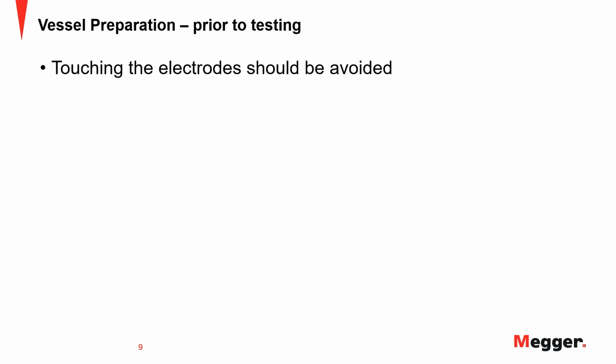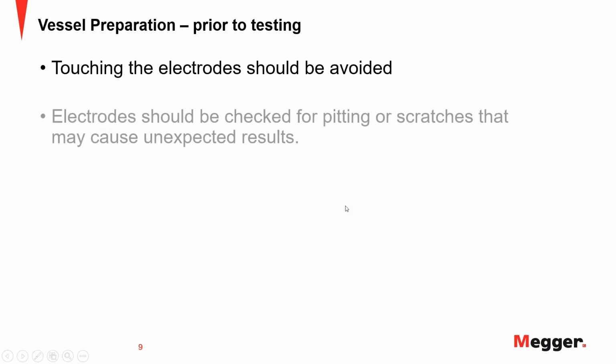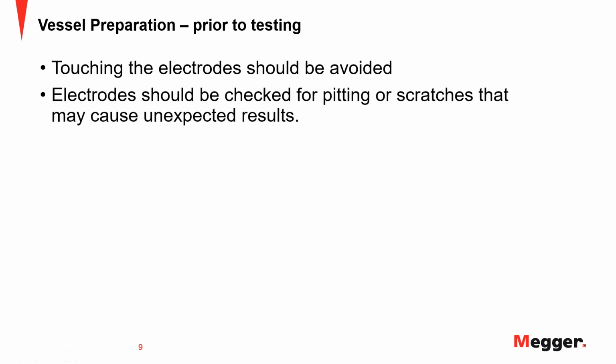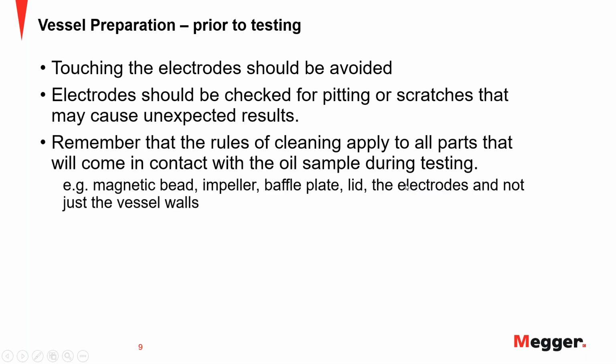Okay, so another thing to bear in mind is making sure that when you do any cleaning, you don't actually touch the electrodes. This is to avoid any sort of contamination of your electrodes. You also need to check your electrodes for any damage, any pitting or scratches that may happen through the course of their life, because this will eventually cause unexpected results. So just check before you're doing your testing to make sure that there's no damage to the surface of the electrodes.